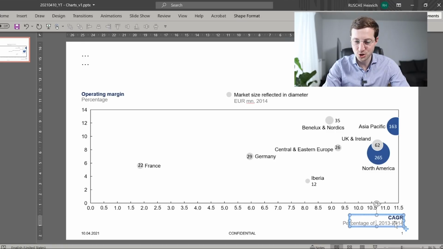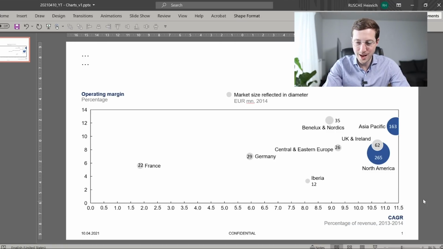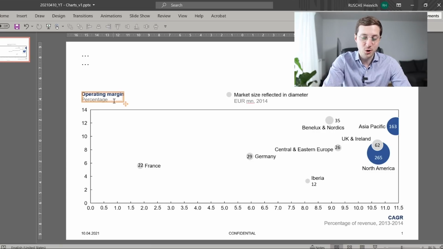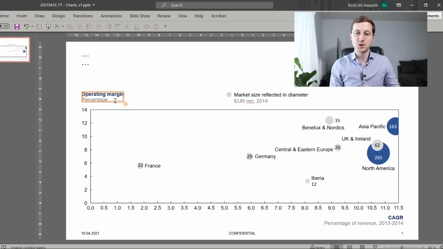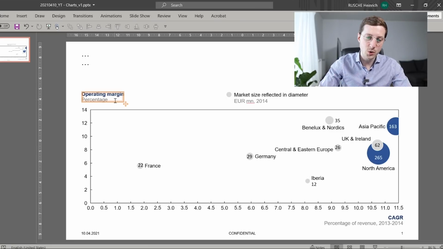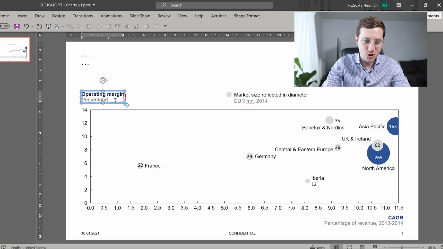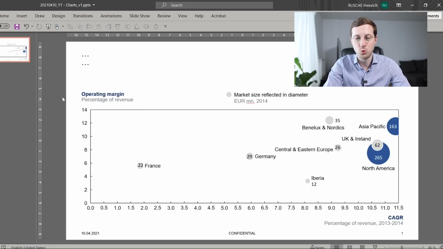So let's write percentage of revenue just to make it clear here. And similar is true for the operating margin. And now you might infer that this refers to the revenue. But again, there are also other margin definitions. There are also things like cost margins. So here it's always helpful to again include percentage of revenue just to label the margin of what we are currently looking at.